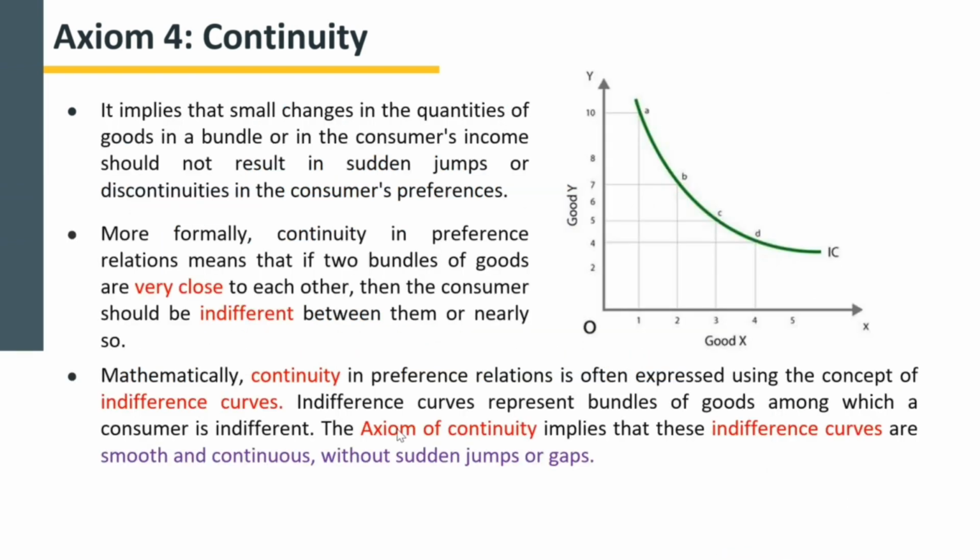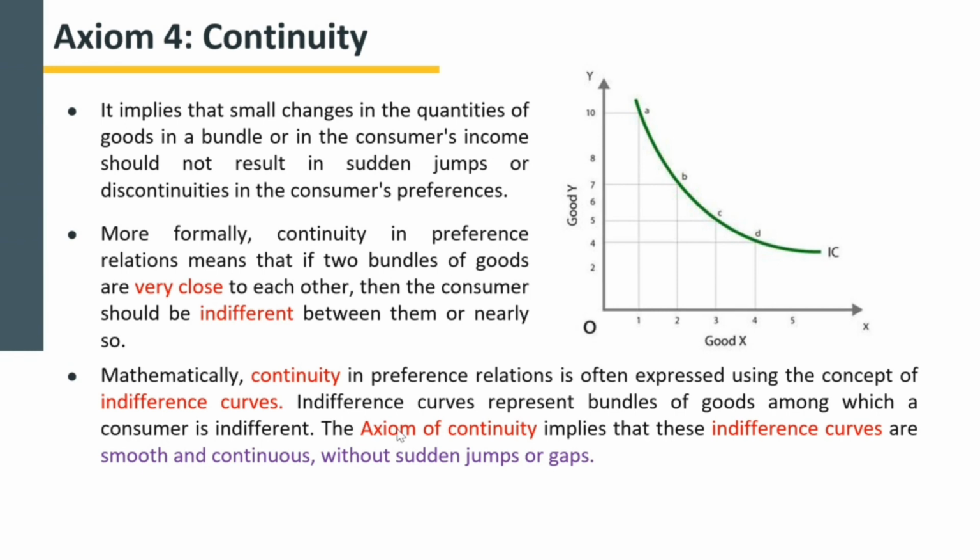Now let's talk about why we need this axiom. What does it imply? Why is it helpful? It implies that small changes in the quantities of goods in a bundle or in the consumer's income should not result in sudden jumps or discontinuities in consumer preferences.